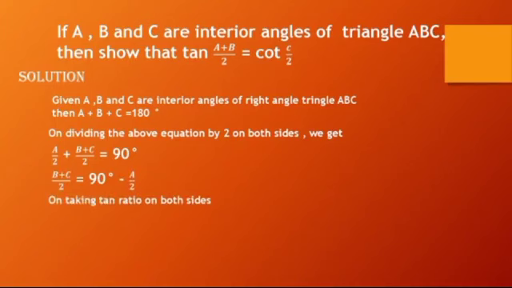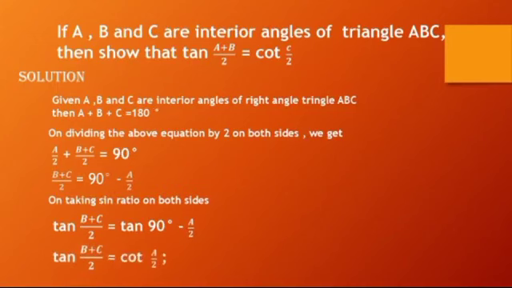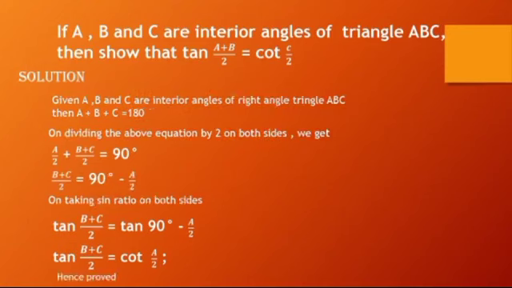On taking tan ratio on both sides, tan of (B plus C) by 2 is equal to tan of (90 degrees minus A by 2). From trigonometric ratios of complementary angles, tan of (90 degrees minus A by 2) equals cot A by 2. We get tan of (B plus C) by 2 equal to cot A by 2.